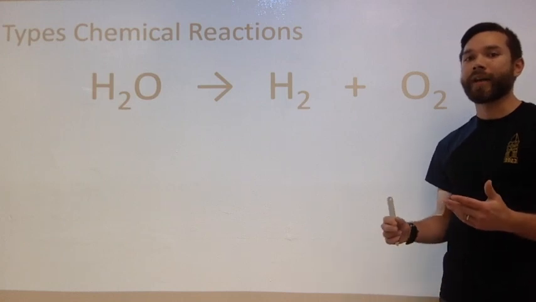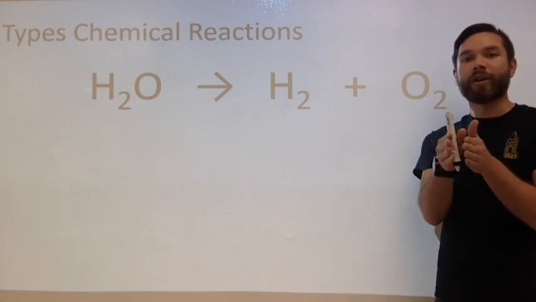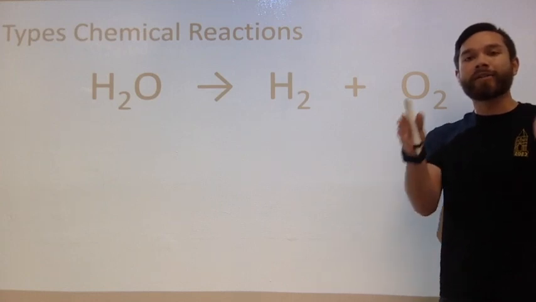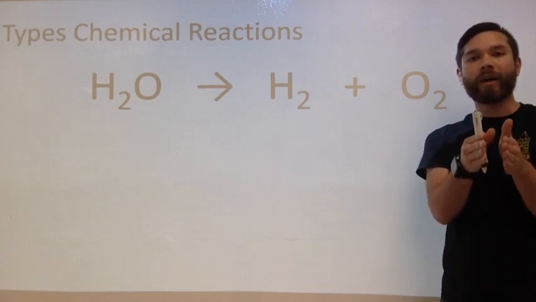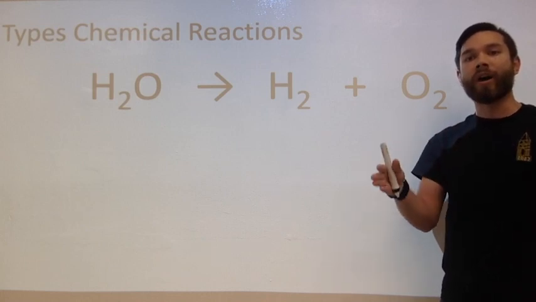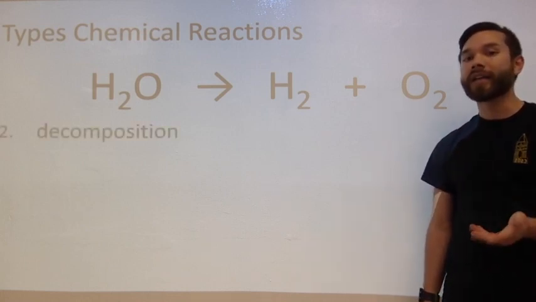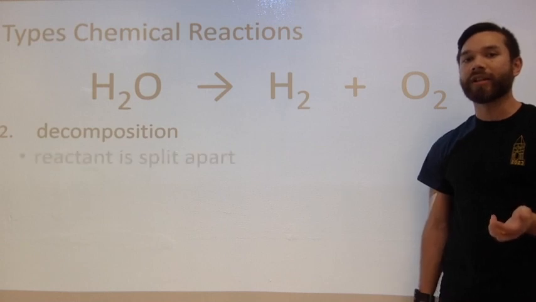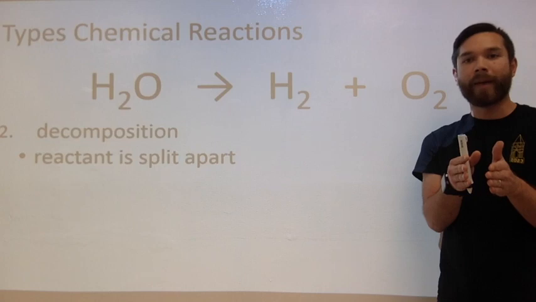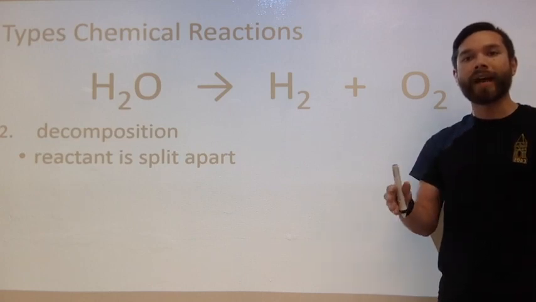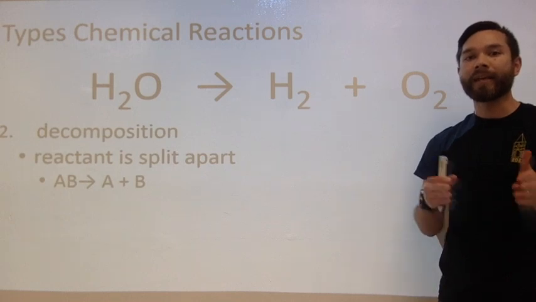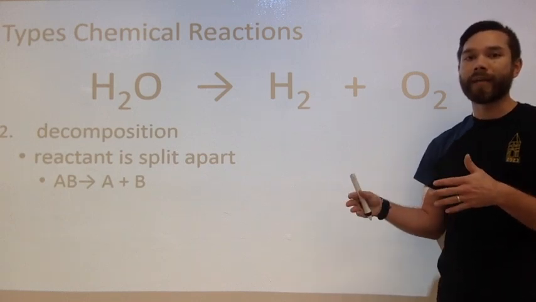The second type of reaction is kind of the opposite. We're starting with a compound and breaking it into the two parts that make it. So here we start with H2O as the reactant, and the products are H2 and O2. We call this decomposition, and decomposition is when a reactant is split apart. So again, starting with one compound, breaking that apart into the elements that make it. If we write this generically, that's AB yields A plus B.